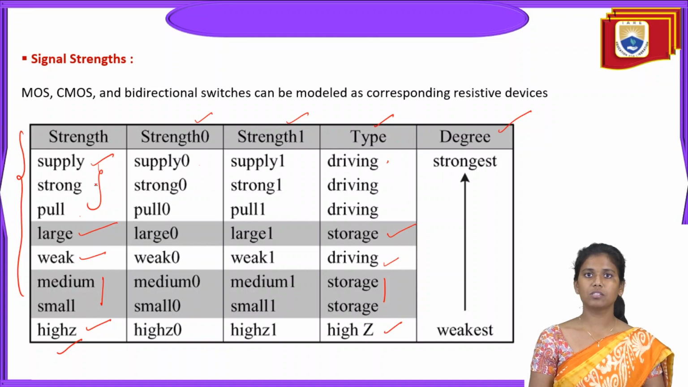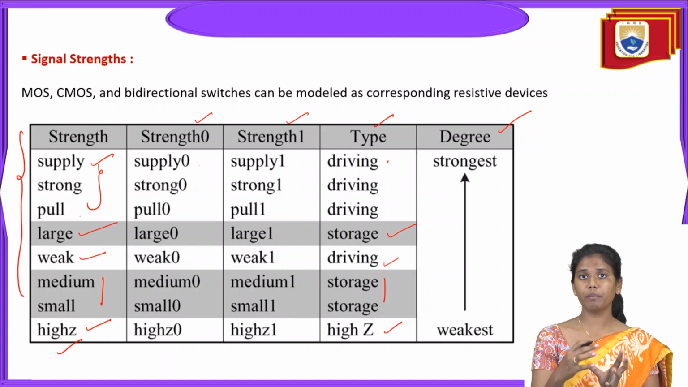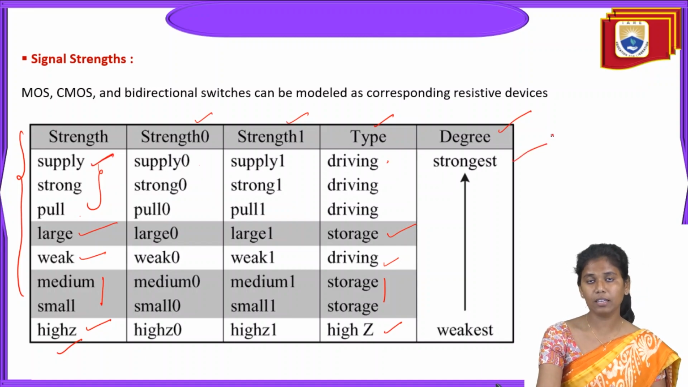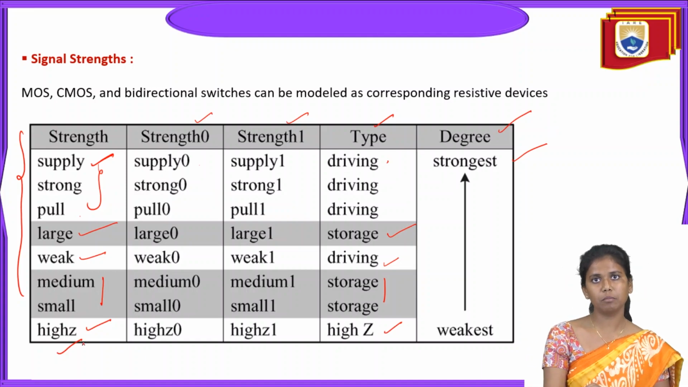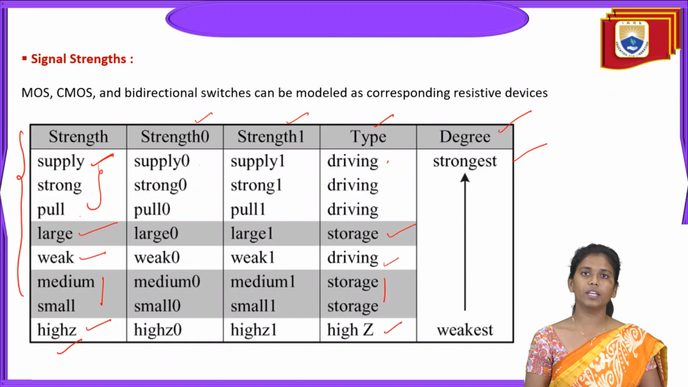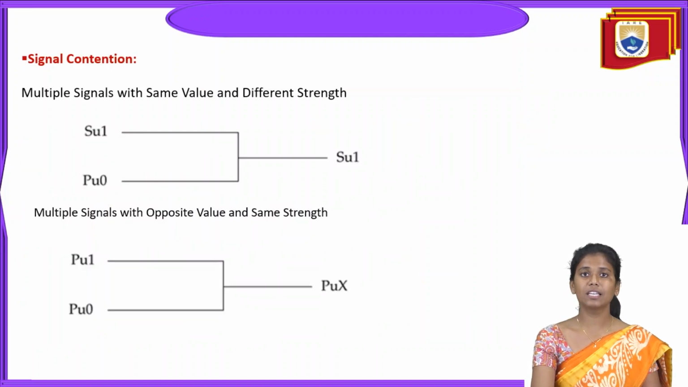The strength of a signal with respect to the supply is nothing but the strongest signal, and the strength of a signal with respect to the high Z is nothing but the weakest signal. Based on this signal strength, we can know what sort of degree that particular signal has. Now we will see signal contention.